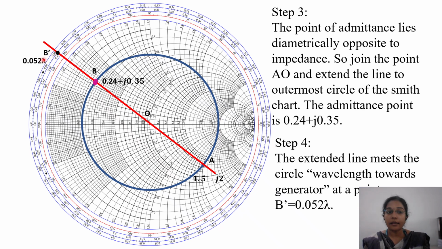Why this lambda is, whenever a wave is traveling, we give them only in terms of wavelength. So whatever value that you are marking along the circle in the Smith chart, we will have that value in terms of lambda only.